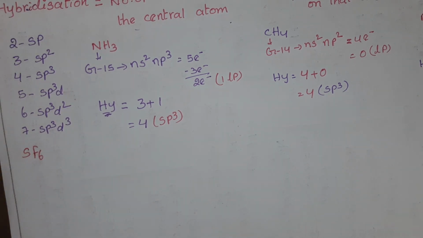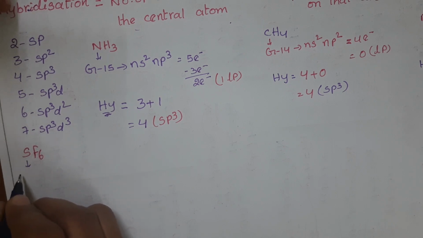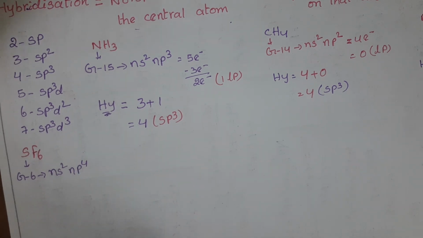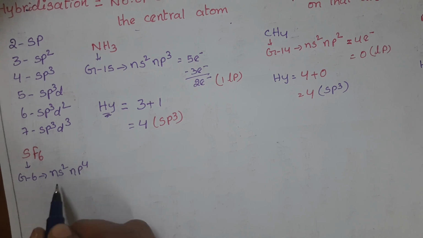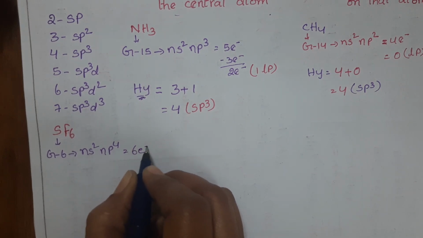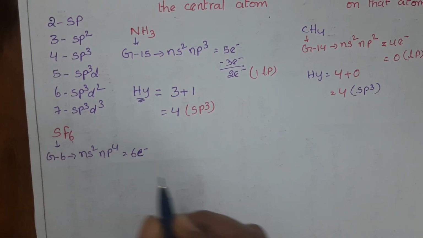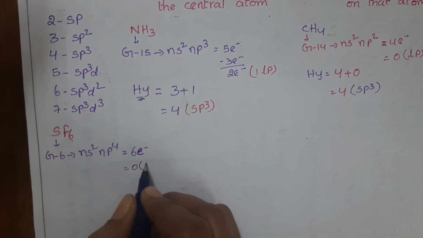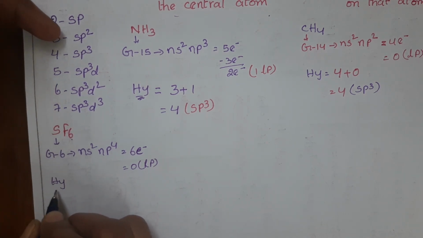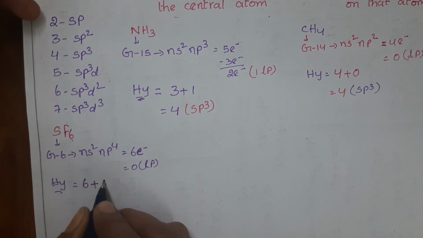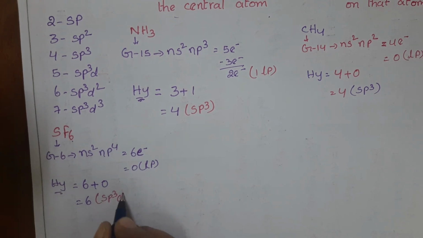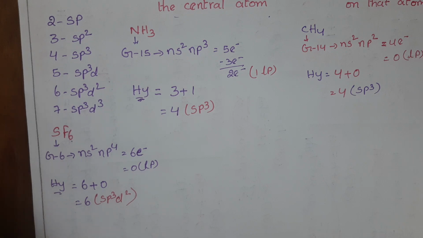In SF6, sulfur belongs to the 6th group and its valence shell electronic configuration is ns2 np4. It has 6 valence electrons, and already 6 bonds are formed. 6 electrons, 6 bonds, so lone pairs of electrons are 0. Hybridization equals the number of atoms attached, 6, plus the lone pairs, 0. It is 6, and 6 means sp3d2. Okay. Next, let us take IF7.